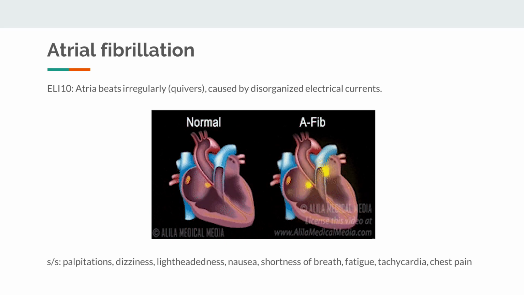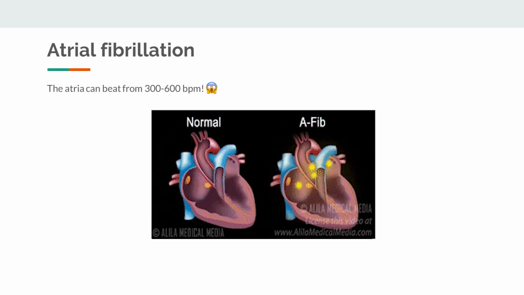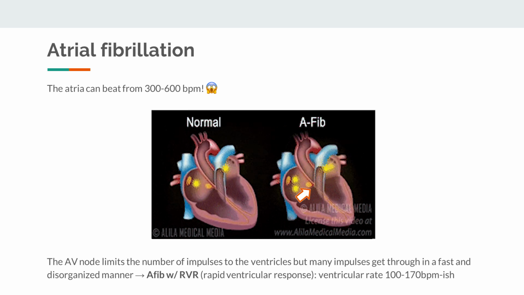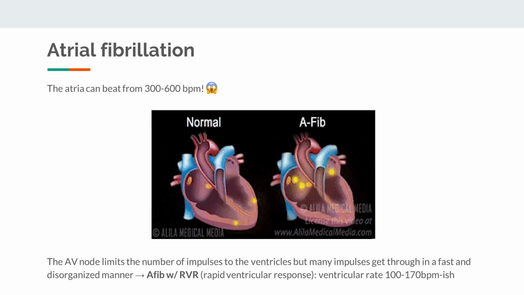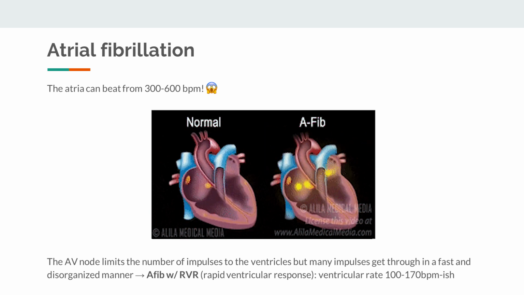Normal resting heart rate is somewhere between 60 and 100 beats per minute, but in AFib, the atria can beat from 300 to 600 times a minute. The heart sort of has a safety mechanism where the AV node only lets a few of these signals get passed down to the ventricles, but this still results in a faster than normal heart rate, somewhere in the 100 to 170 times a minute. This is called AFib with RVR, where RVR stands for rapid ventricular response.